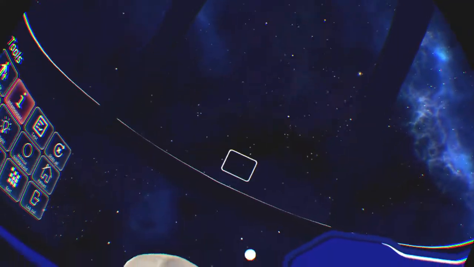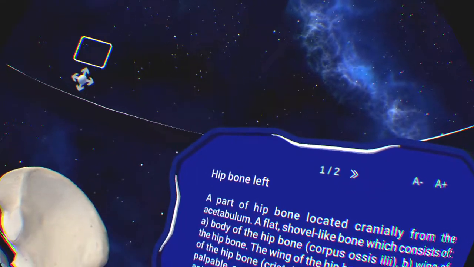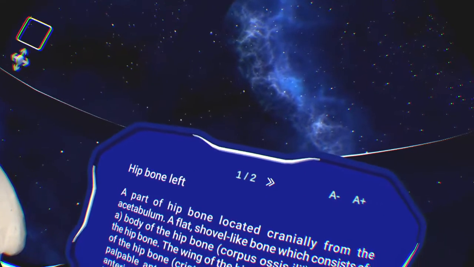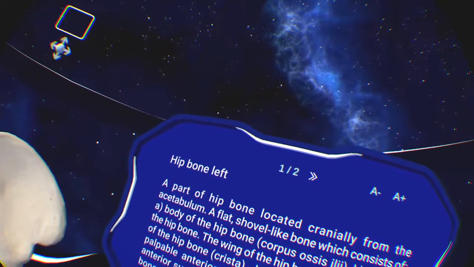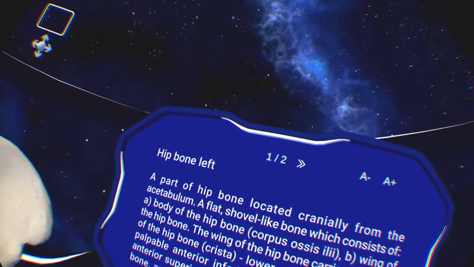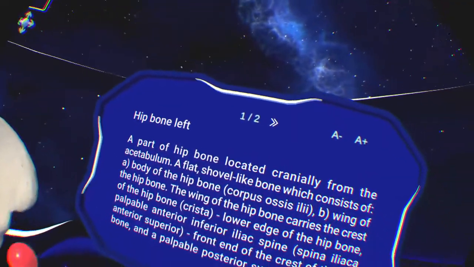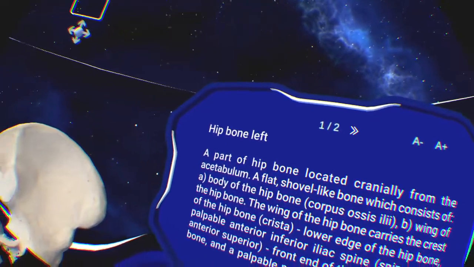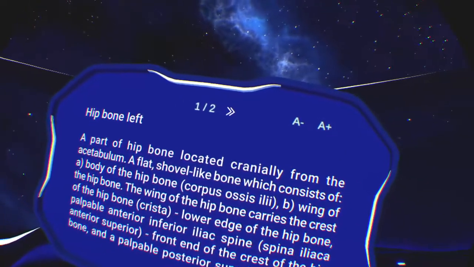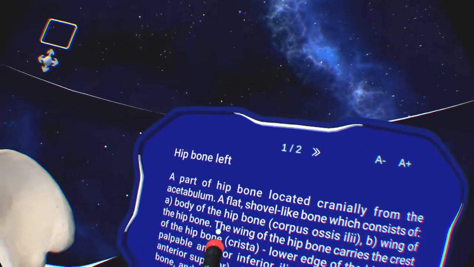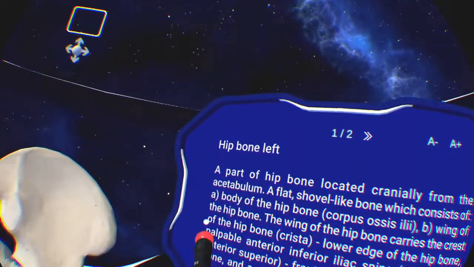Let's take it apart. All right, individually you have this part of the hip bone, located cranially from the acetabulum, a flat shovel-like bone which consists of a body of the hip bone, and B, a wing of the hip bone. How do you say wing here? Wing, the wing. You see where I'm reading here? B, wing of the hip bone.